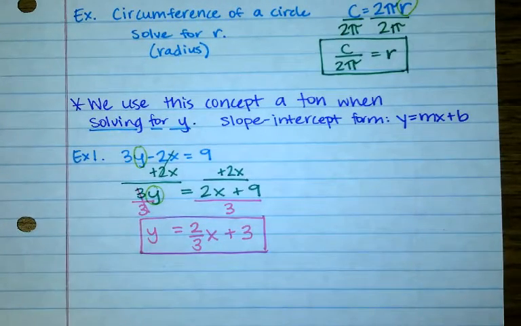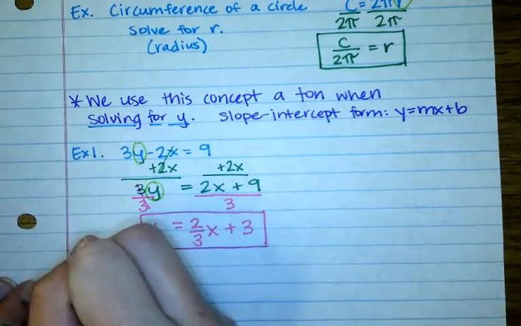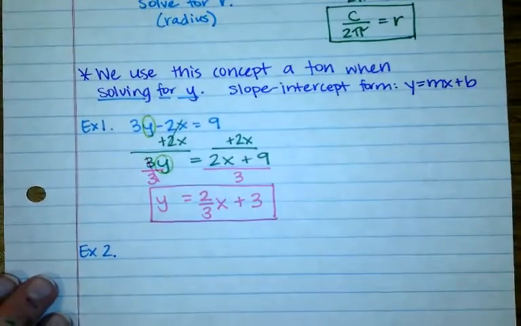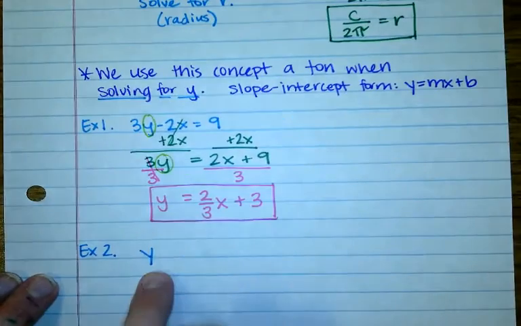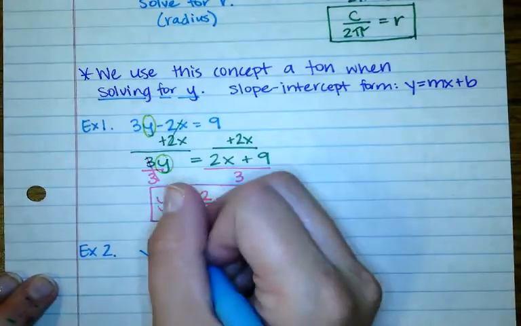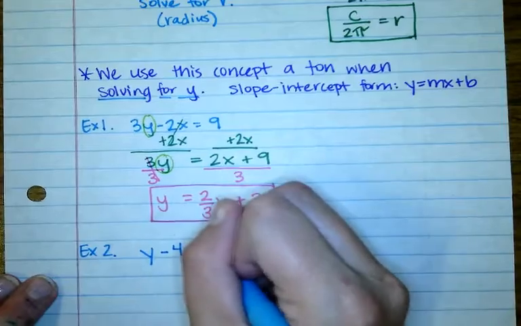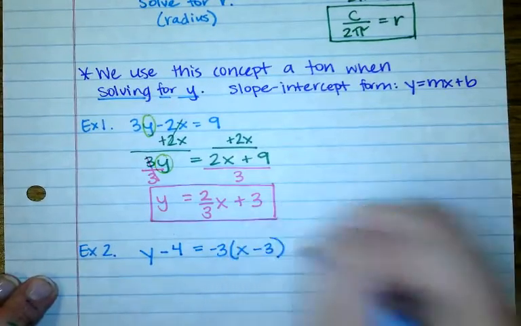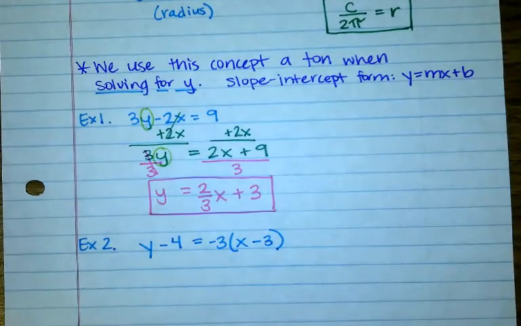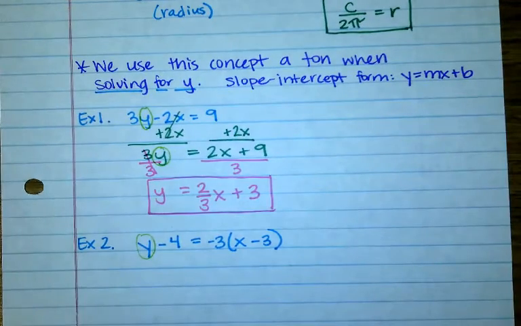Okay, example number 2. We are going to do y. See, I just changed it. I don't know why I do that. I don't know why I changed my y's. y minus 4 is equal to negative 3x, parentheses, x minus 3. So we need to solve for our y. But the first thing we need to do is some distribution, right? So how do we do that?